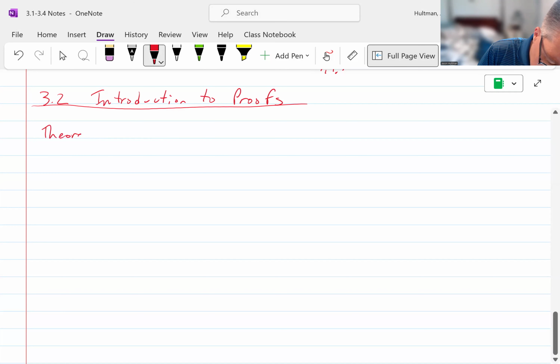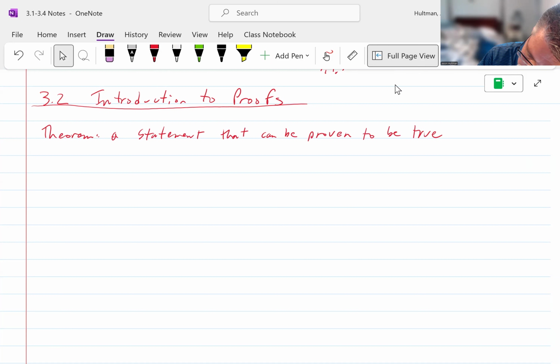Okay, theorem. What's a theorem? Okay, a theorem is a statement that can be proven to be true. Okay, an axiom is a statement assumed to be true.